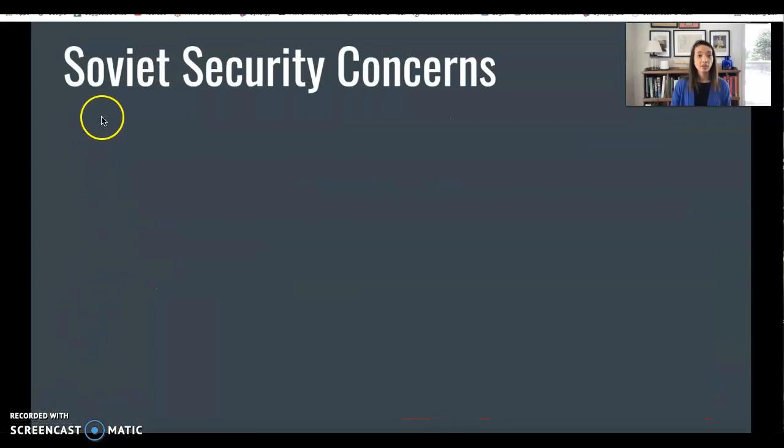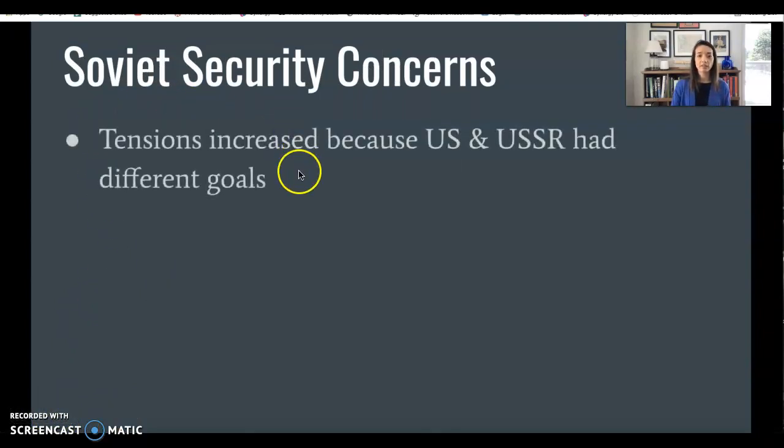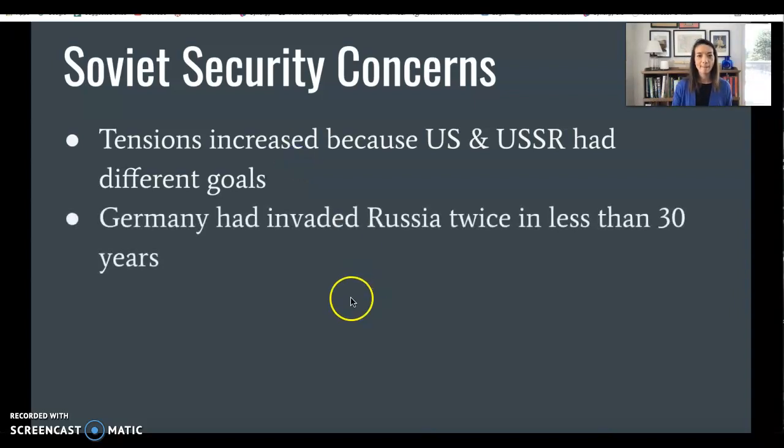This slide is titled Soviet Security Concerns. Okay, so the note reads, tensions increased because the US and the USSR had different goals, very different goals, in fact. Their motivations were similar, but their goals were different.